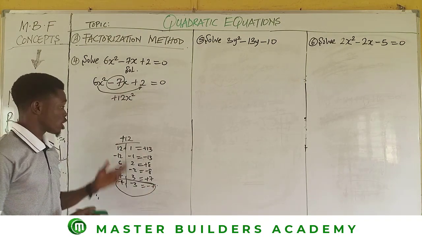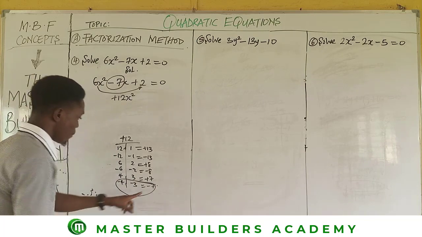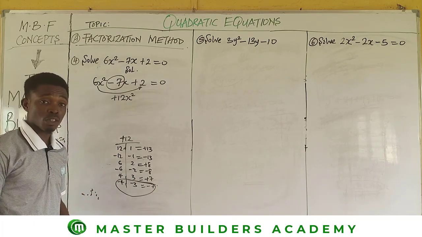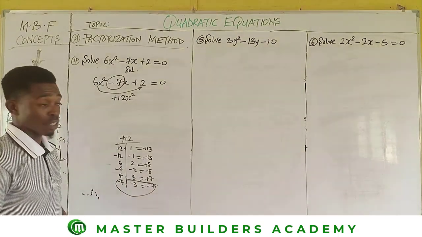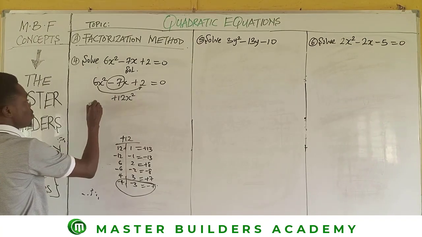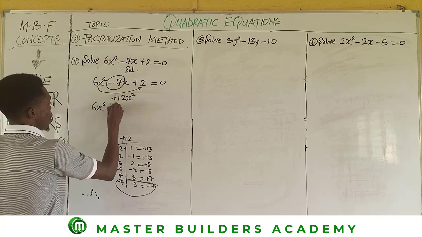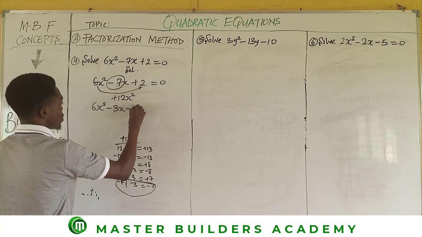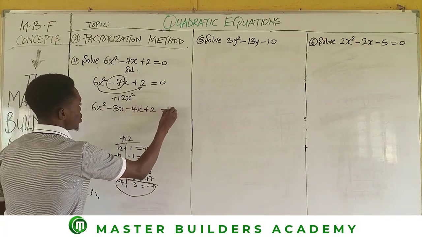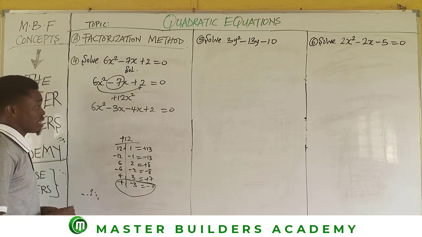The ones whose product is this and whose sum is -7 are the last factors. Therefore, we are going to go with the last factors. Hence, in place of -7x, we will replace it with -3x and -4x, plus 2 equals 0. It's as simple as this, guys.